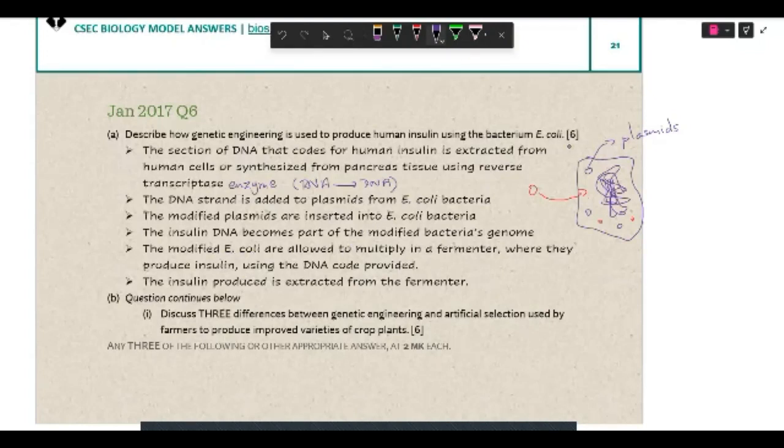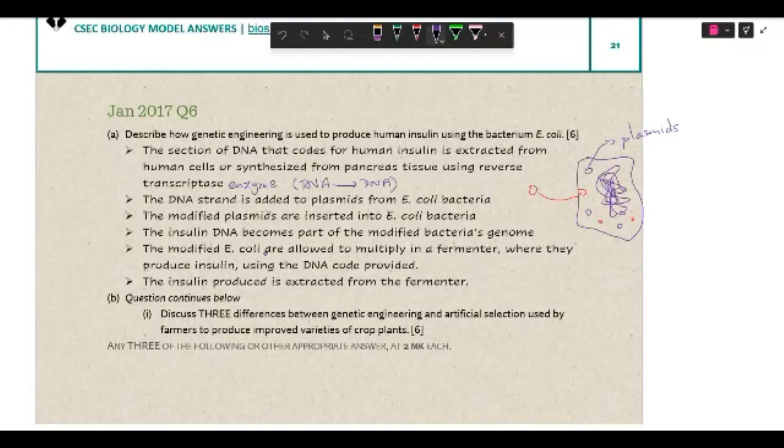And as the bacteria multiplies, you place the bacteria in a fermenter. As the bacteria multiplies, the modified E. coli will be producing insulin, right? So they will multiply and they'll make lots and lots of insulin. And then after a certain point, the insulin is going to be extracted from the fermenter, right?